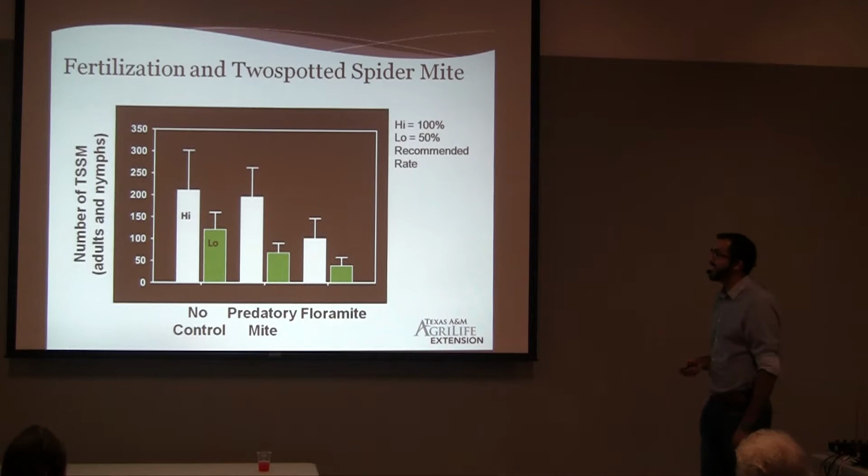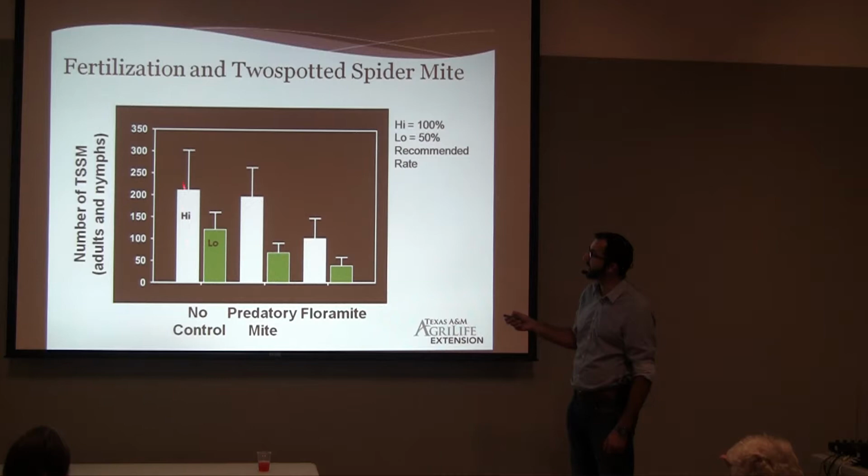Additionally, this is looking at the number of two-spotted spider mites on the plant that has either the high rate of fertilizer, which is 100% recommended, or the low rate. This is if you've sprayed no chemical. You can see here, with the low rate, all of a sudden you have a great drop in the number of two-spotted spider mites. You're using some other control, so this is using a chemical control called fluoromite. You can see that you have an extra impact, again, of low fertilizer rate and that insecticide.